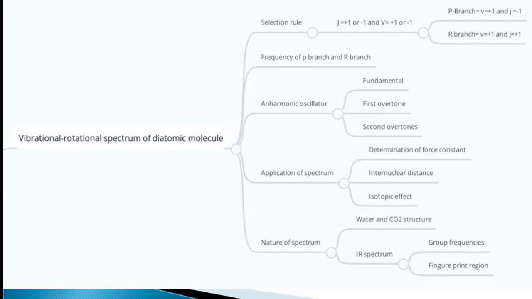The next point is the vibrational rotational spectrum of a diatomic molecule. In this point, we will learn about selection rules for rotational and vibrational energy levels, and how to differentiate P branch and R branch. Along with that, the nature of spectrum of a molecule with P branch and R branch, the frequencies of P branch and R branch, and the distance between the two lines in P branch and R branch.